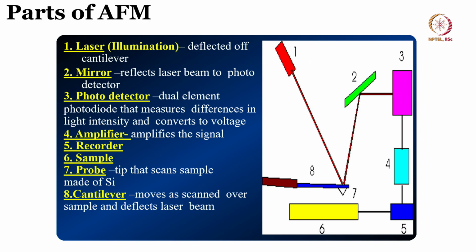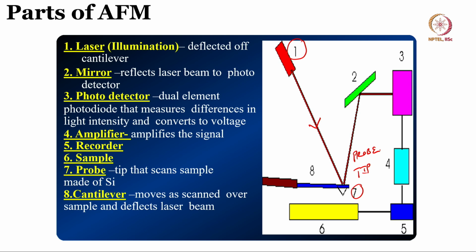As I told you, there is a laser which is the illumination, it is deflected off the cantilever. So, this number one is the source, or the laser light that falls onto this cantilever. This is a cantilever and this is a tip. Number 7 is the tip of the cantilever, alright, or you can say probe tip.